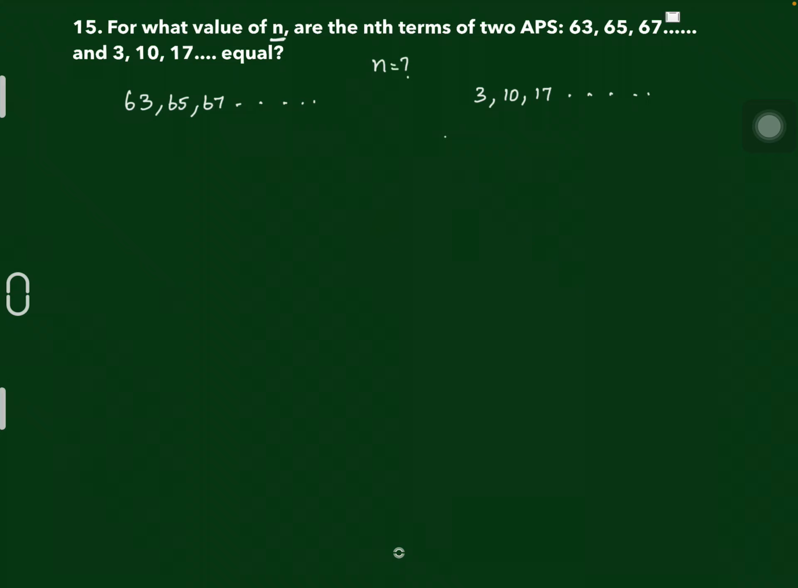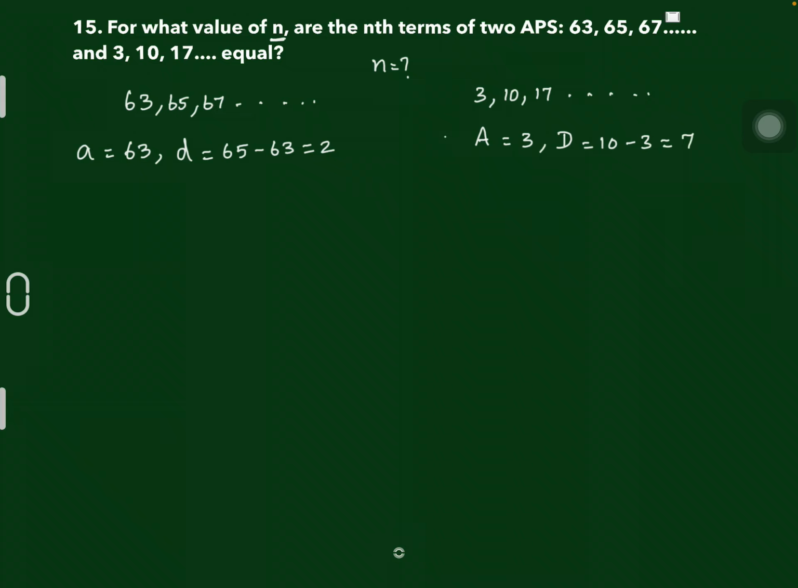So, from the AP 63, 65, 67 etc., what is A? 63. What is D? 65 minus 63, that is equal to 2. When you take the other AP, what is A here? I do not want to use the same A here, so I can use capital A to differentiate. So, capital A is 3 and I use capital D for the common difference, that is 10 minus 3 is equal to 7.